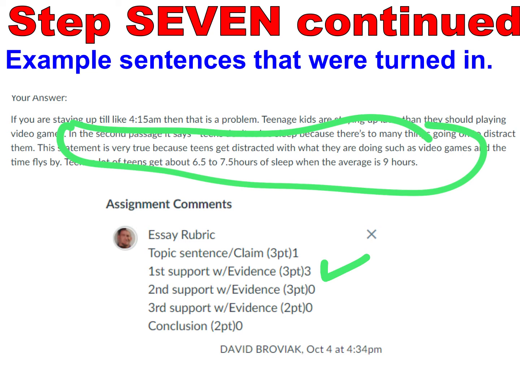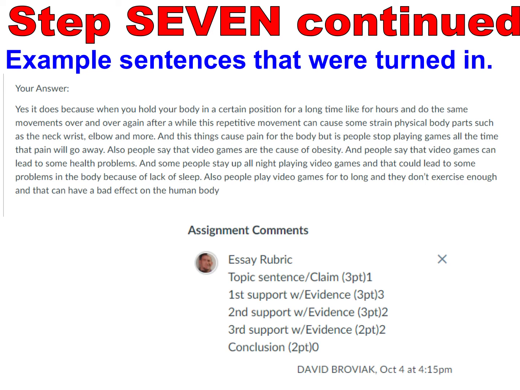So that is why you got no points, no points, no points, and there's no conclusion. That's why you have to fix that one. All of your information all went to the same idea. Here's a different one. Let's look at this one.